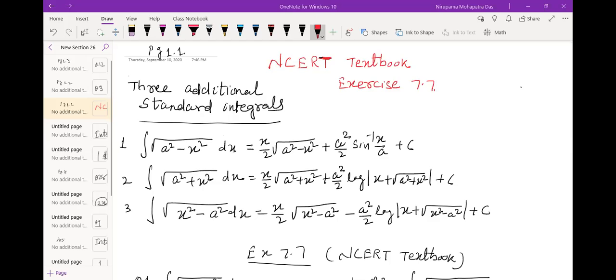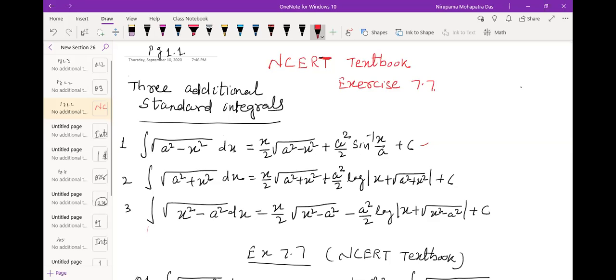Here you see three additional standard integrals. In addition to the six standard integrals we have studied earlier, we have three additional standard integrals. The first one is the integral of under root a square minus x square dx, equal to x by 2 into under root a square minus x square plus a square by 2 into sine inverse x by a, plus c.